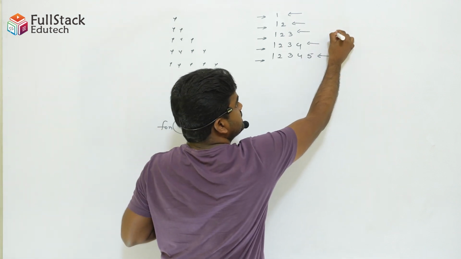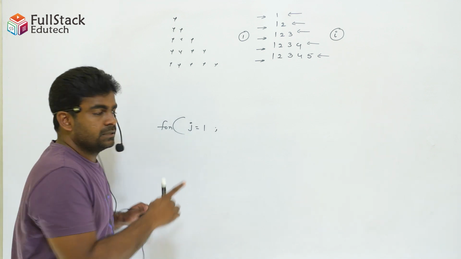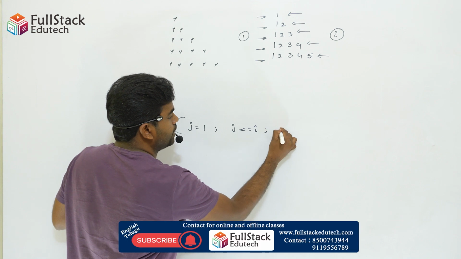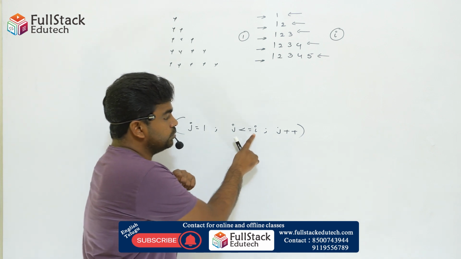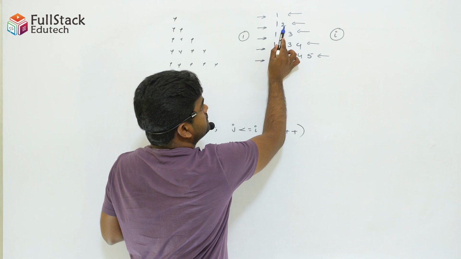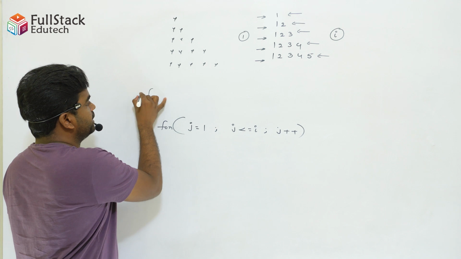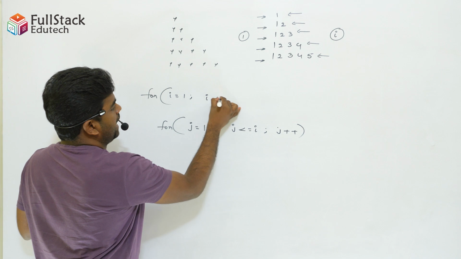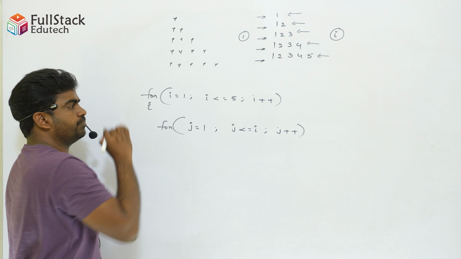Changing means what? It is I. Starting with a 1. So J starting with 1, J less than or equals to I, J plus plus. But we need to specify the I value. The I value is 1 in the first row, 2 in the second row, then 3, 4, 5. So we need to specify I equals to 1, I less than or equals to 5, I plus plus.